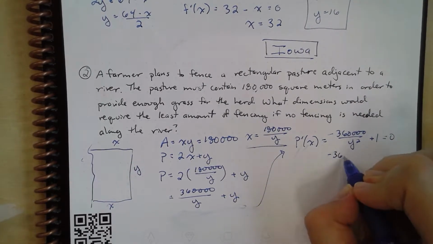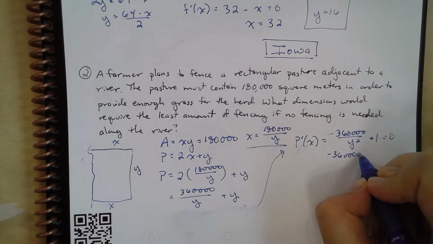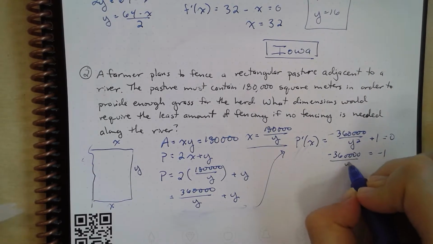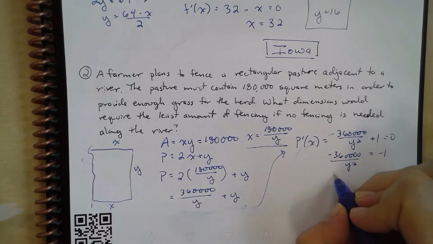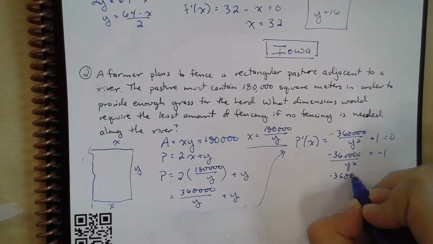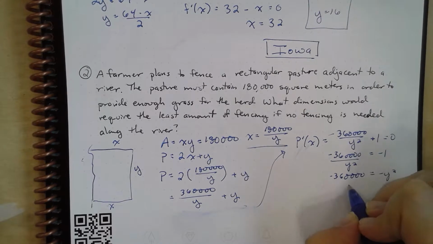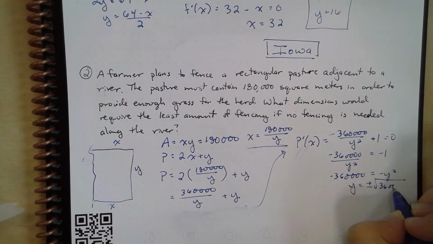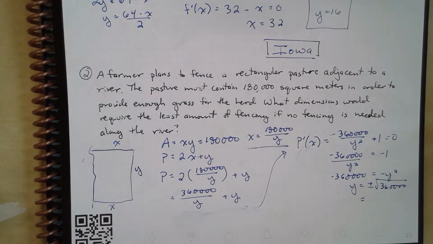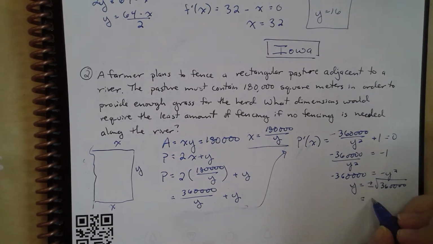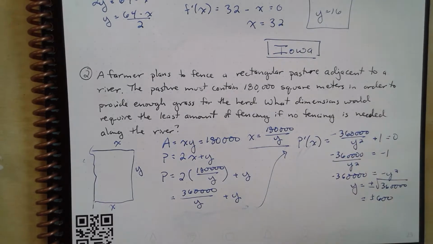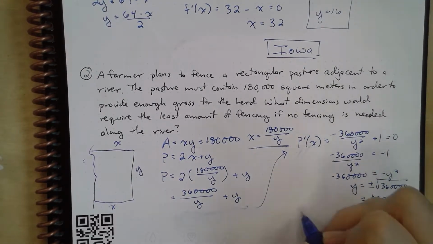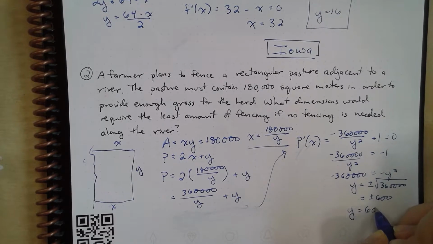So I set this equal to 0. So negative 360,000 over y squared is equal to negative 1. So negative 360,000 is equal to negative y squared. So y is equal to plus or minus the square root of 360,000, which is going to be 600. Plus or minus 600. Well, we can't have a negative amount of fencing, right? So y is equal to 600 meters.